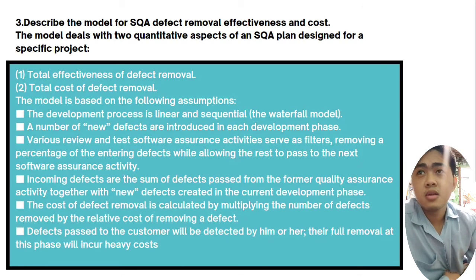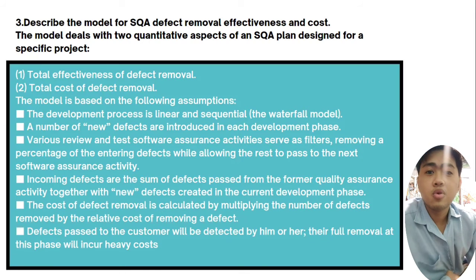The third and last question of chapter 7: describe the model of software quality assurance defect removal effectiveness and cost. The model deals with two quantitative aspects of a software quality assurance plan designed for a specific project. First, the total effectiveness of defect removal. Second, the total cost of defect removal. The model is based on the following assumptions.